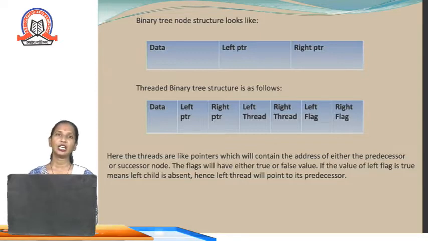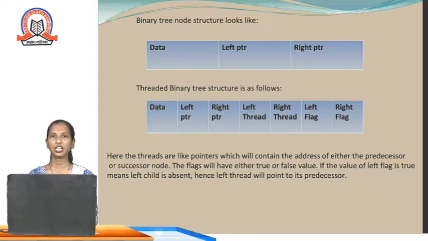And data can be numeric or the data can be text. So this is the structure, as I said, of the binary tree. The same structure can be there for the binary search tree. But what is the modification done in threaded binary tree?